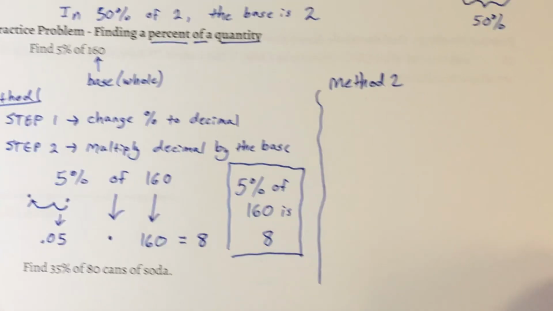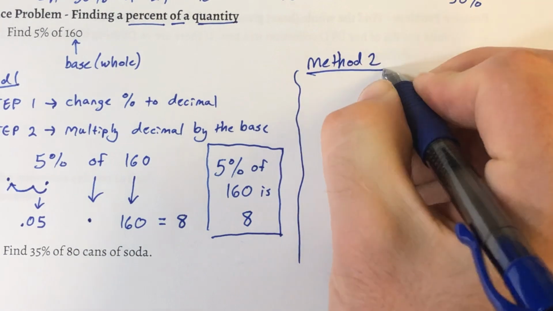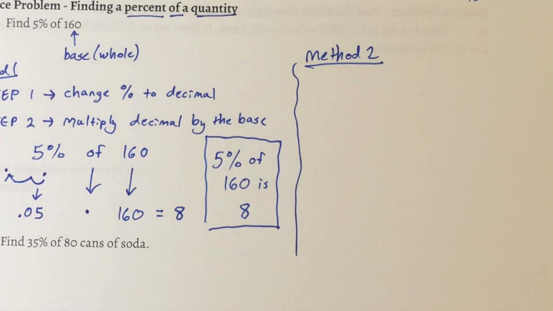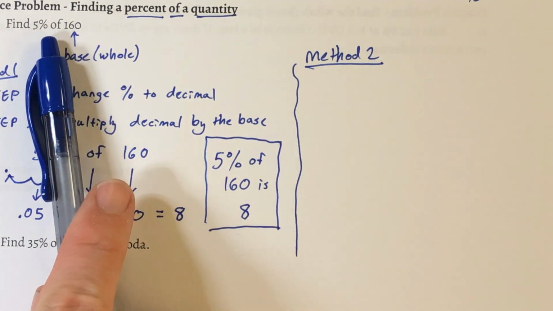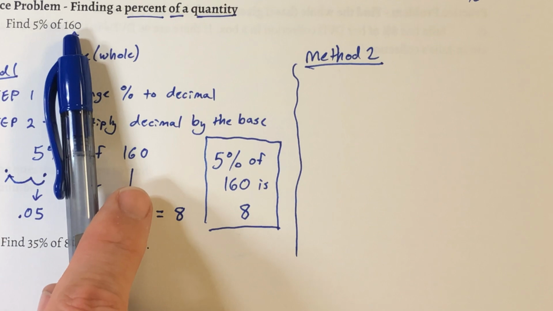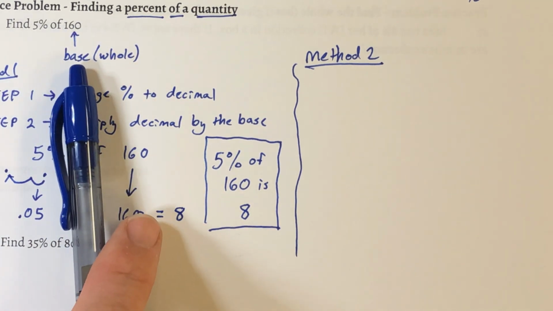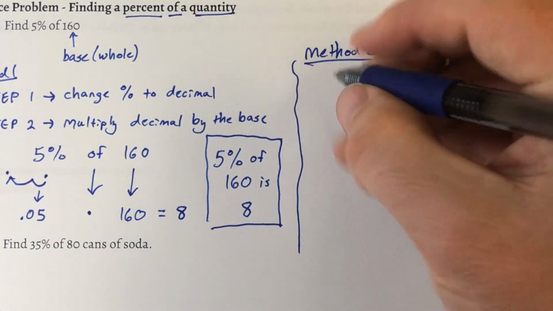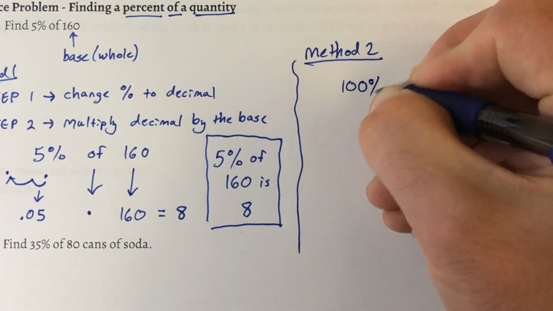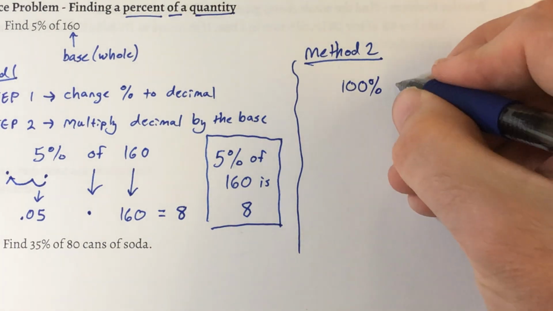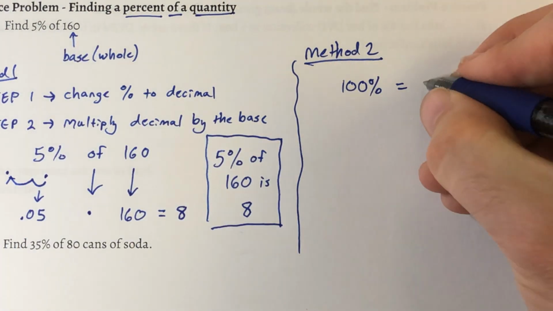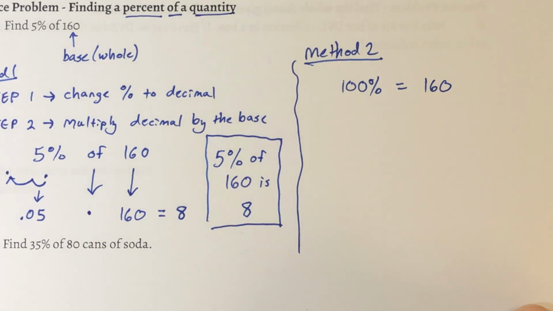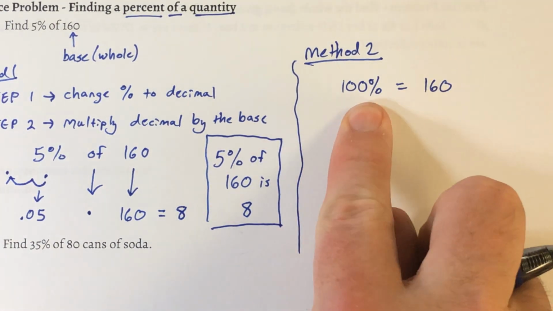So, method 2. Method 2 uses ratio reasoning. So, first step. We see that 160 is representative of our base, or the whole amount. The whole amount is 100%. It's everything. So we're going to start by writing 100%. What number represents everything? 160. So 100% equals 160. They're the same thing. Everything, everything.